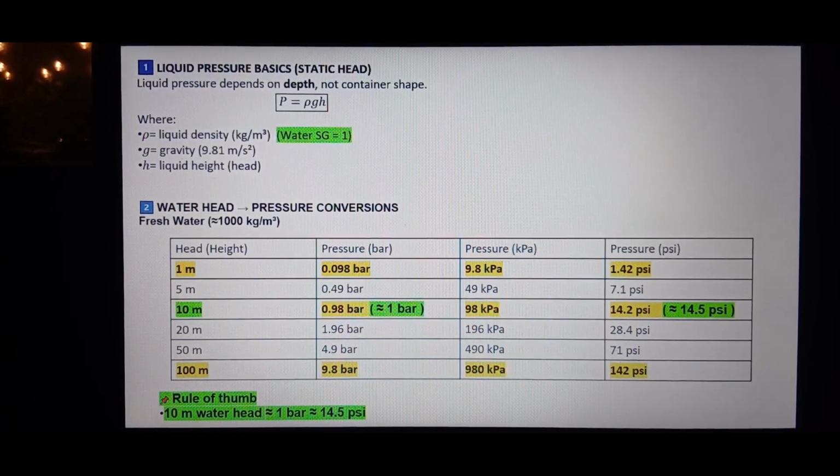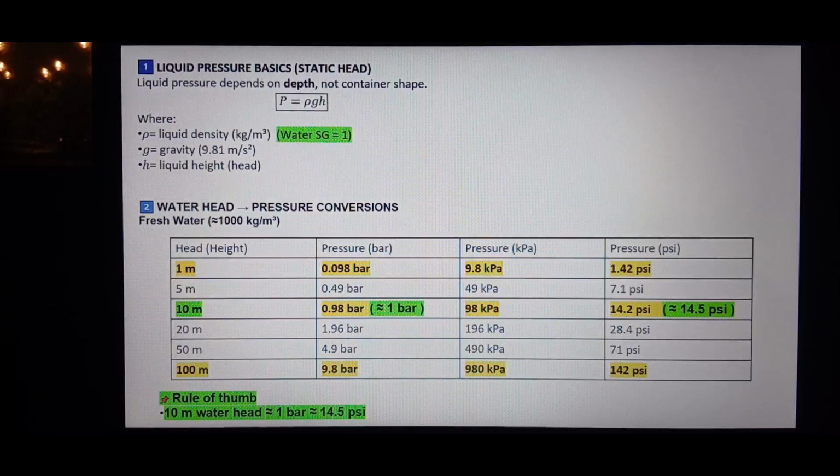Liquid pressure basics, static head. Liquid pressure depends on depth, not container shape. The formula is P = ρgh, where ρ is the liquid density, and for water that would be an SG of 1. Gravity is 9.81 meters per second squared, and h is the liquid height that you would see in the head.